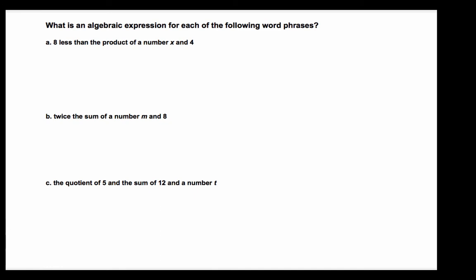All right, a couple more examples here. What is an algebraic expression for each of the following word phrases? In A, it says 8 less than a product of a number x and 4. So here we're getting a little more complex. All right, we have 8 less than the product. So this is saying 8 less than a product. Okay, and over here it's telling us this is the product. Okay, so the product of x and 4, we write that 4x, 4 times x.